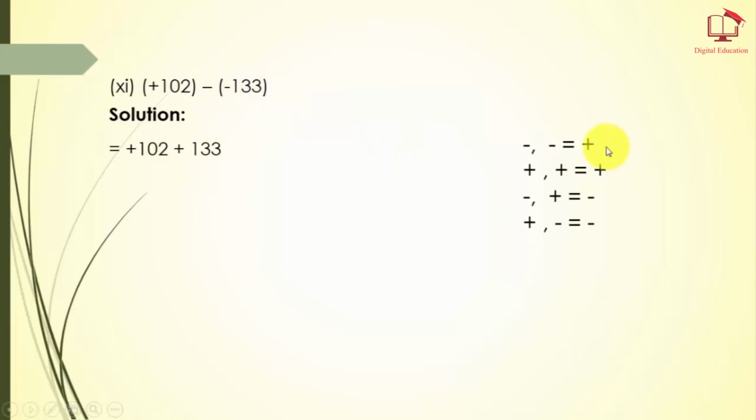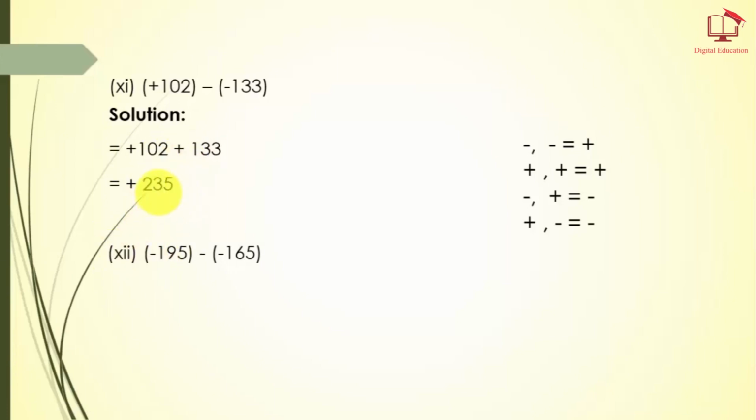Part number 9, positive 102 minus and minus 133. Here minus minus is plus, that is why if we multiply two minus symbols, the answer is positive. Now plus plus, we have plus, and which one is greater? You know that 133 is greater and it has a positive sign, that is why we write positive. If we add these two integers, the answer is 235.